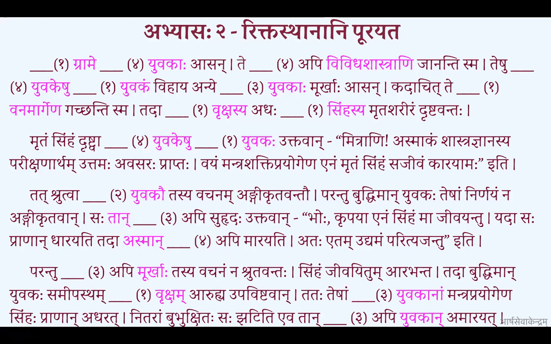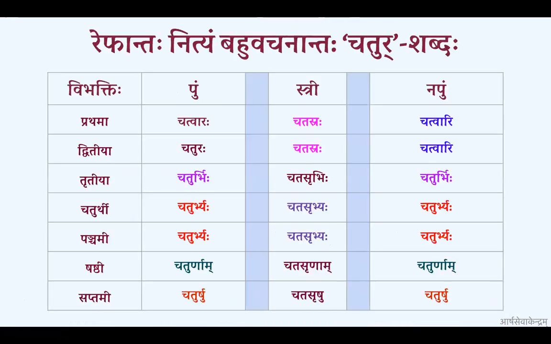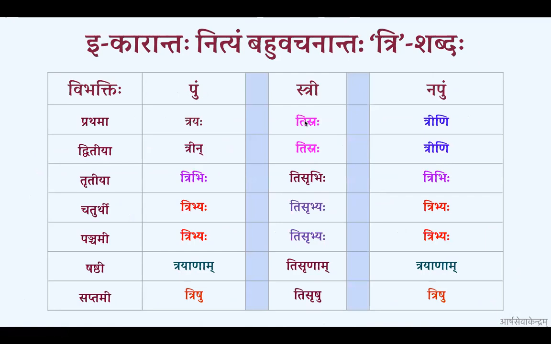Parantu tri api murkhaha. Tisraha murkhaha. Trayaha murkhaha. Trayaha murkhaha tasya vachanam na shrutavantaha. Ekakshanam. So tisraha, all the Strilinga, Pumlinga and Napumsakalinga forms start with tra.